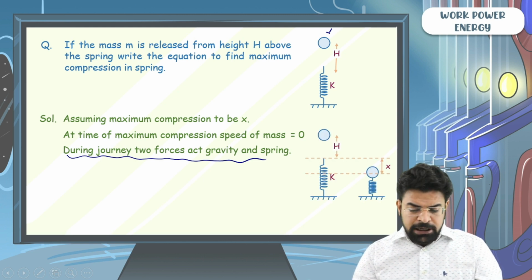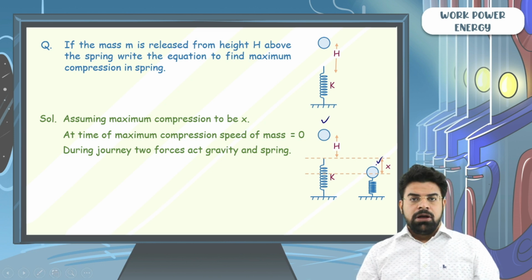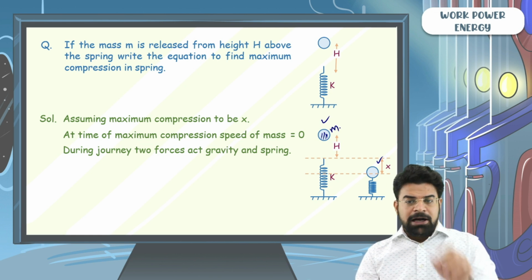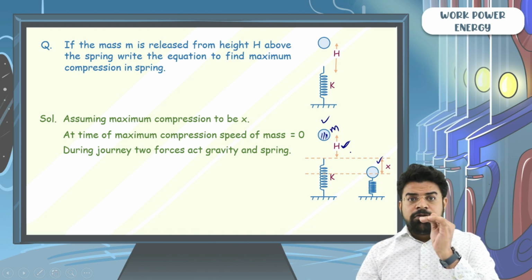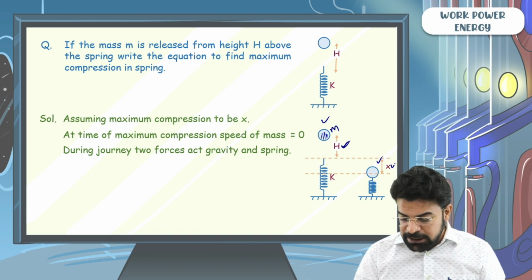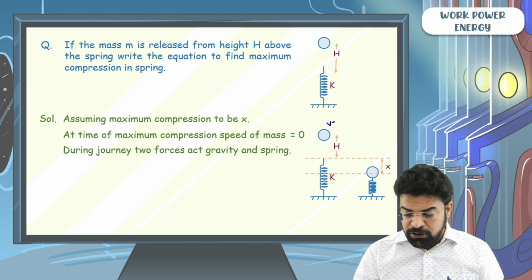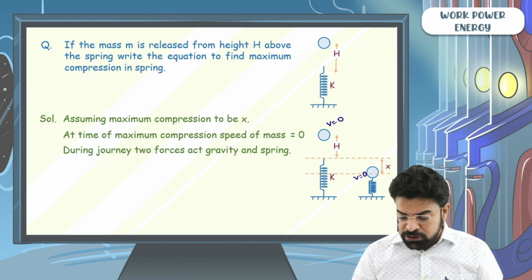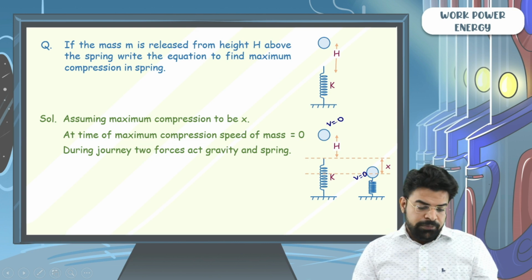So think of the initial case and think of the final case. Initially, the block of mass m or the ball of mass m has been released from a height h, and at the time of maximum compression, let's say the maximum compression is x, the ball is here. At the very initial state, the speed of the ball is 0. At the very final state, the speed of the ball is 0. So the speed of the ball is 0 initially as well as finally.